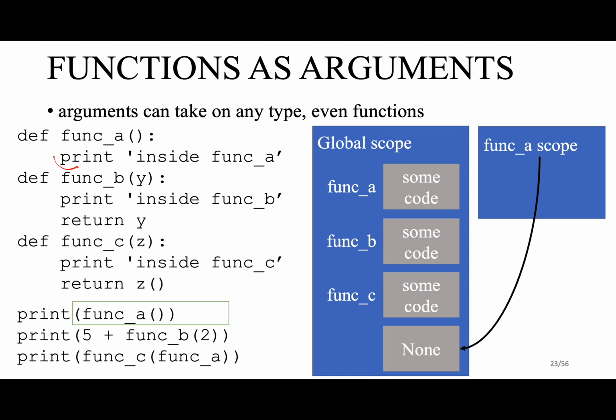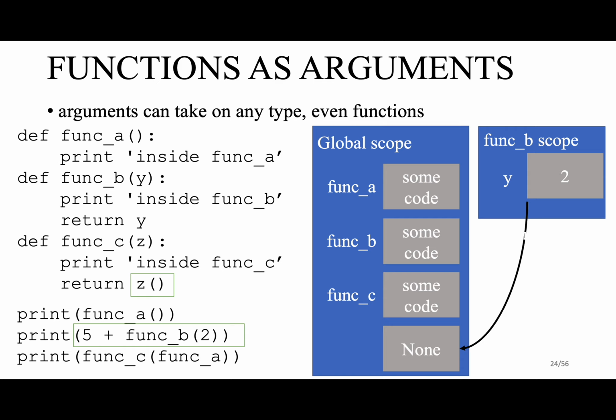As I mentioned before, when you have a global scope and you call a function a, it will create a function a scope and try to execute the function body. After they execute the function body, they will execute the return. If you don't have a return statement, it will return None.